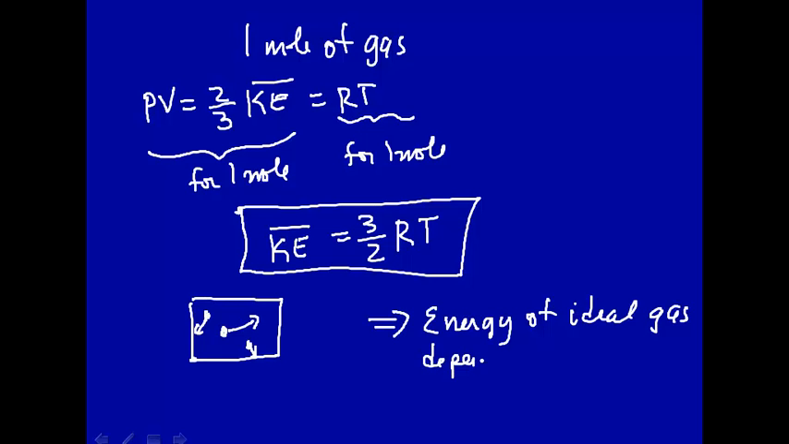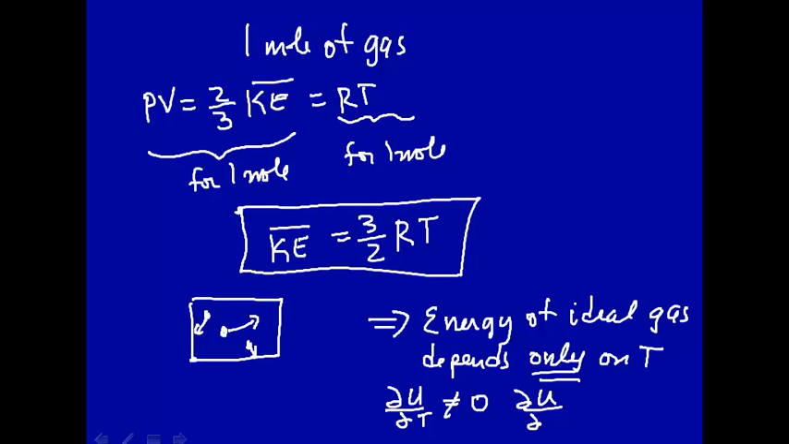depends only on temperature, or expressed more elegantly, how U changes with temperature is not equal to 0, and how U changes with volume is equal to 0. In other words, it depends only on temperature, doesn't depend on volume.